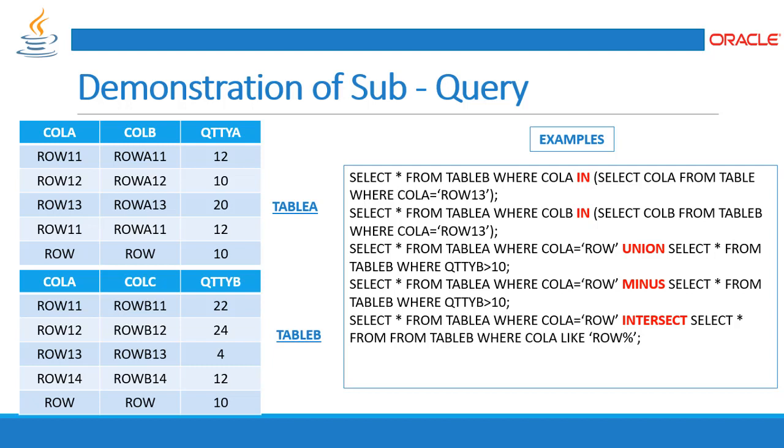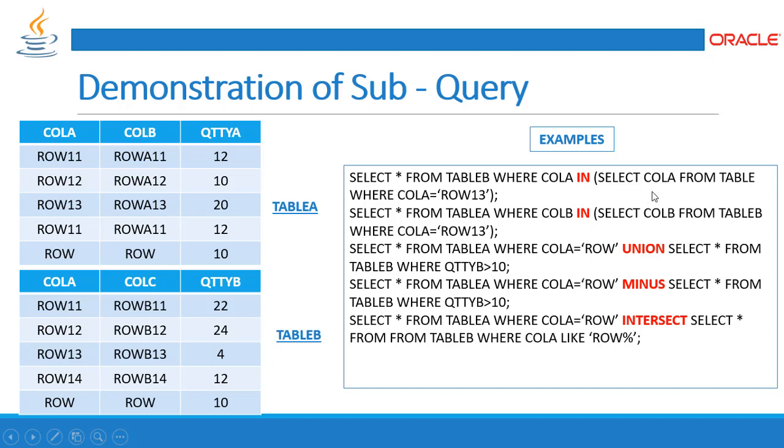So you can see the select query is the same so far: select star from table B where column A. Till now you have a simple query which refers to returning the data from table B where column A is. Now this IN condition is converted into another query: select column A, and this query is returning the values from table A.